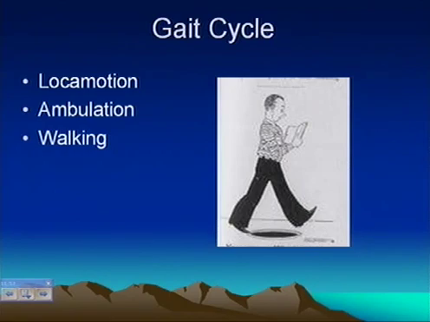The next thing we're going to talk about is the gait cycle. Locomotion, ambulation, and walking. They all pretty much mean the same thing. It's how we walk. So the gait cycle just describes that.